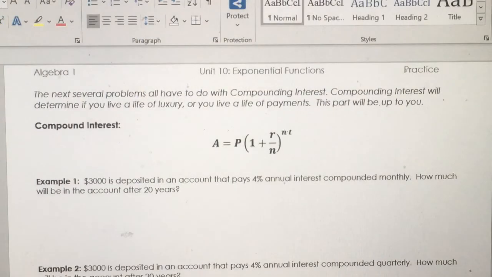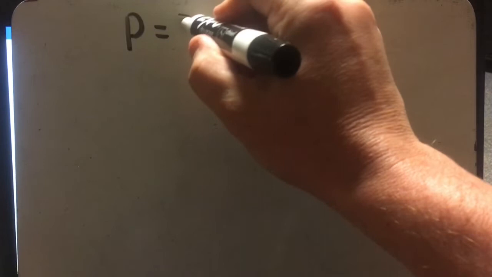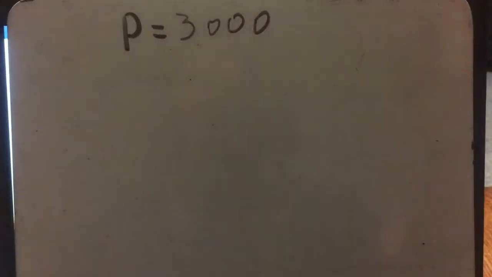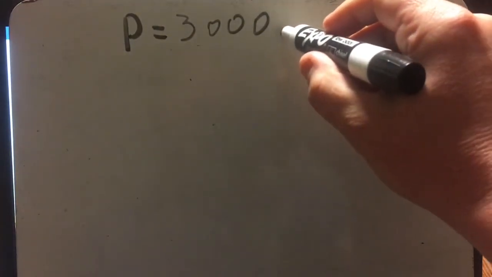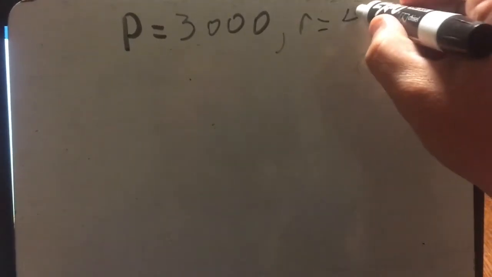Let's look at example 1. You have the compound interest formula there, and it says you have $3,000 deposited in an account that pays 4% annual interest compounded monthly. How much will be in the account after 20 years? All right. So think about the problem. It told us that our principal, or P, is $3,000. That's what we are depositing in our account. We're getting a rate of 4%.